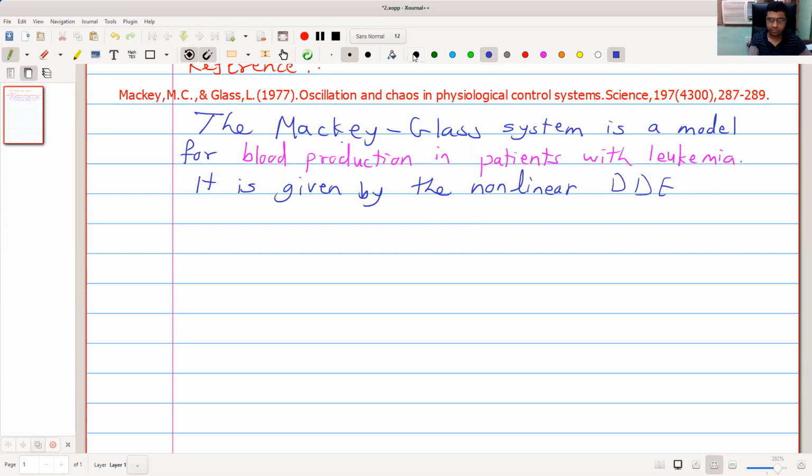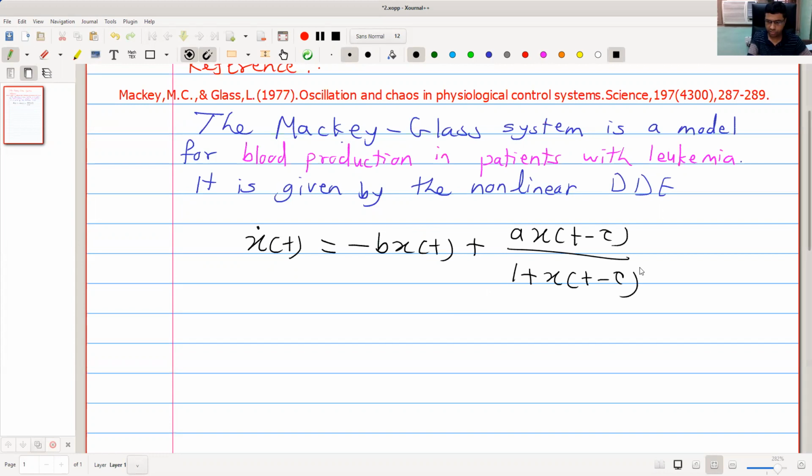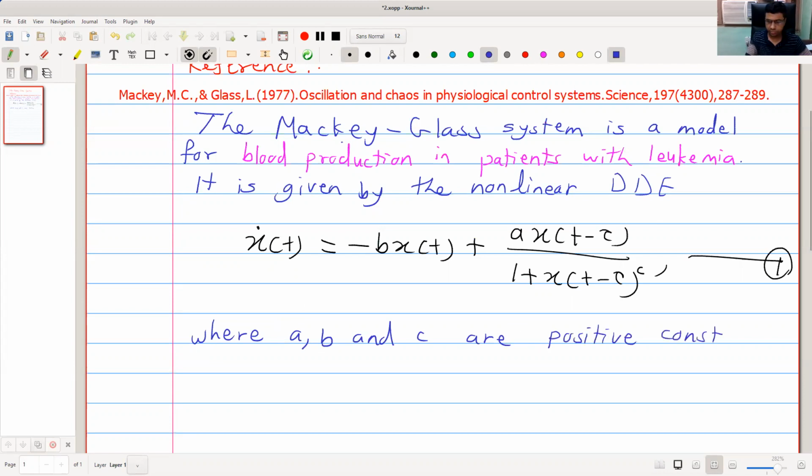x dot of t equal to minus b x of t plus a into x of t minus tau divided by 1 plus x of t minus tau raised to c, where a, b, and c are positive constants. Okay, these are some parameters arising in that model.